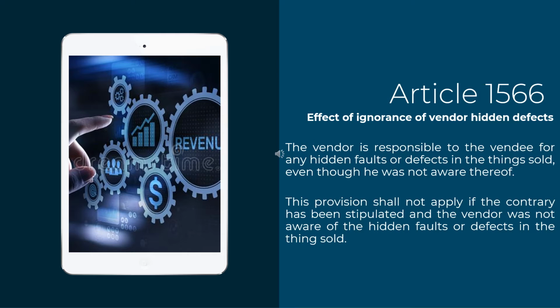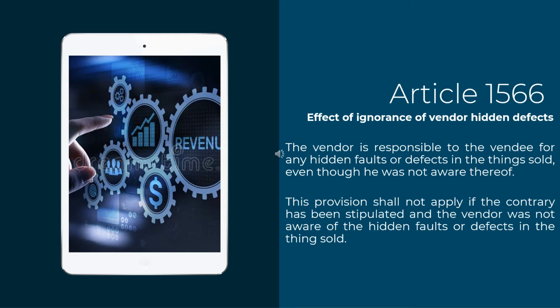So, the provision goes, the vendor is responsible to the vendee for any hidden faults or defects in the things sold, even though he was not aware thereof. Now, this provision shall not apply if the contrary has been stipulated and the vendor was not aware of the hidden faults or defects in the things sold. Basically, the ignorance of the vendor, even if he has no idea or is clueless, let's say, he knows nothing of the hidden defects, he is still responsible or liable to his vendee for any hidden faults or defects in the things sold.